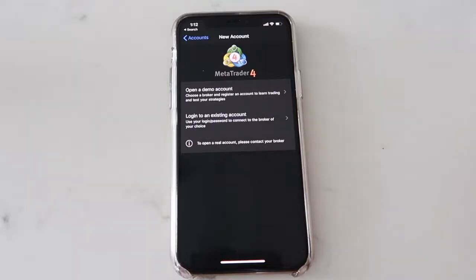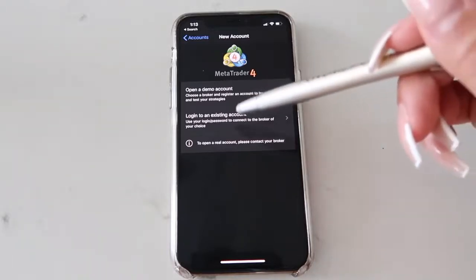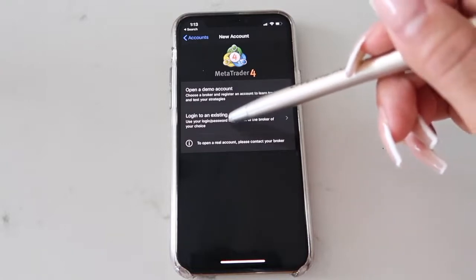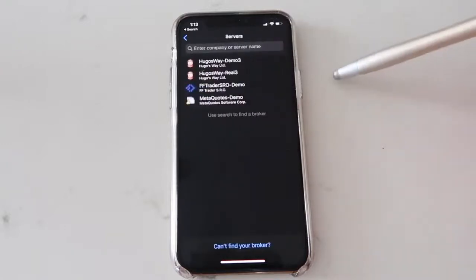So if you haven't already, I would recommend that you do go ahead and check out my last video breaking down how to open a broker account. When you have your broker account set up, you can create a demo account within the broker account, and then you can already have your documents set up so that you can create your live account. So after you watch that video, you're going to come in and log into an existing account.